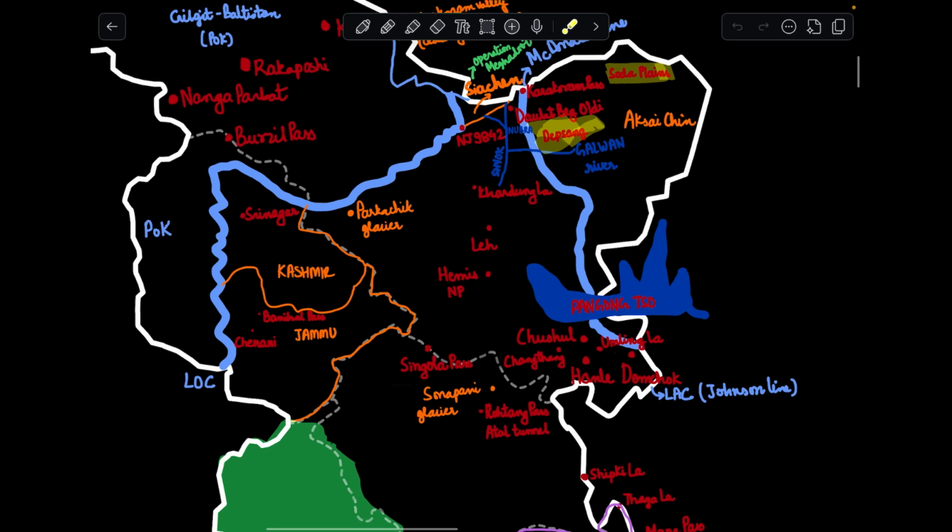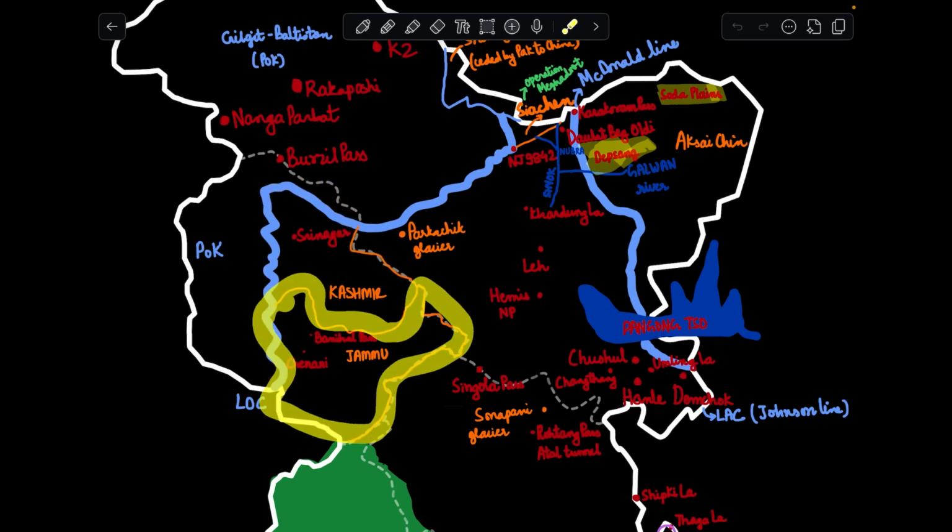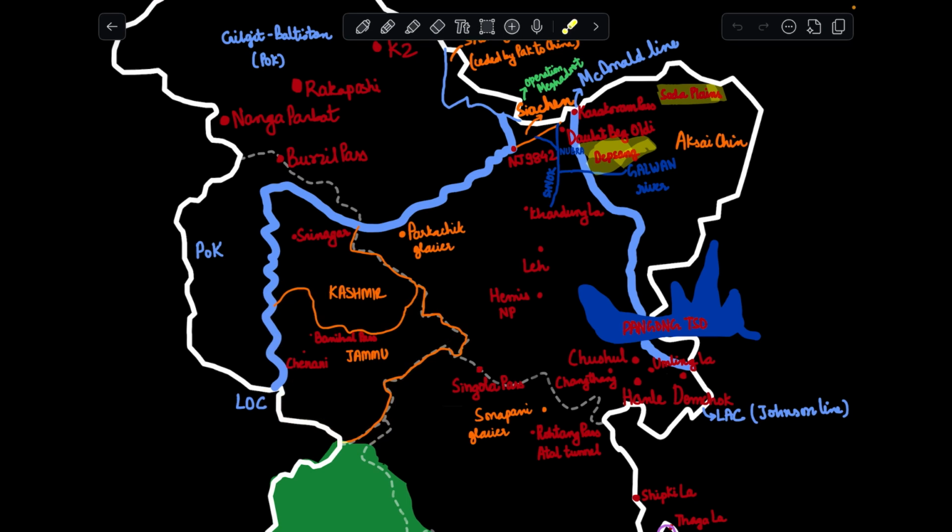Then moving to the territory of Jammu and Kashmir. So basically, it has two parts. First is the Kashmir Valley, and then the Jammu region. So in Kashmir Valley, obviously, the capital is Srinagar. But for both Jammu and Kashmir, the capital is Srinagar. Then in Jammu we have Chenani, which was recently in the news, and then the Banihal Pass. So these are the locations.